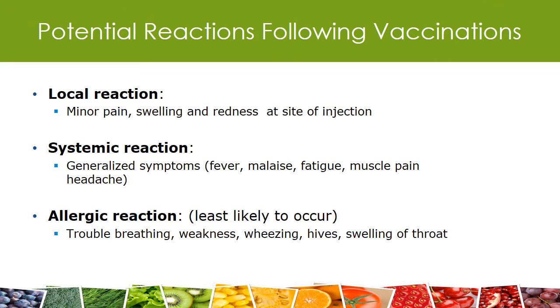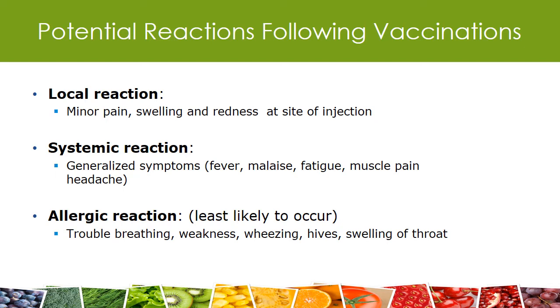There are some potential reactions that children could have after receiving vaccinations. The most common is a local reaction, which is swelling and redness where the shot was given, and minor pain. Also fairly common is a systemic reaction, such as fever, fatigue, or muscle pain, or headache. And this is fairly common. My daughter, again, she's 18 months old, and she's gotten her vaccinations at pretty much all of her well baby visits. And not every time, but several times she's had a low-grade fever and fatigue afterwards.